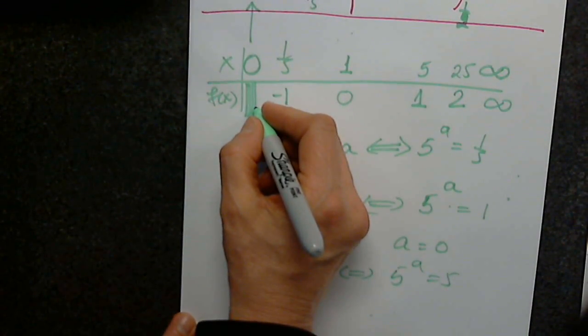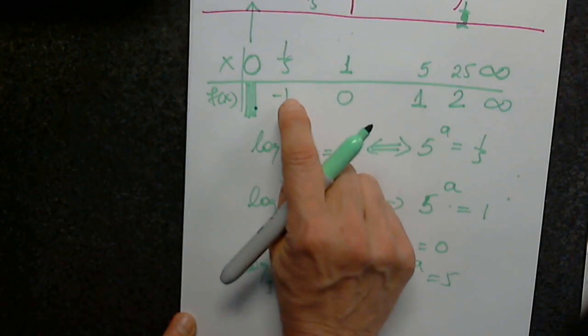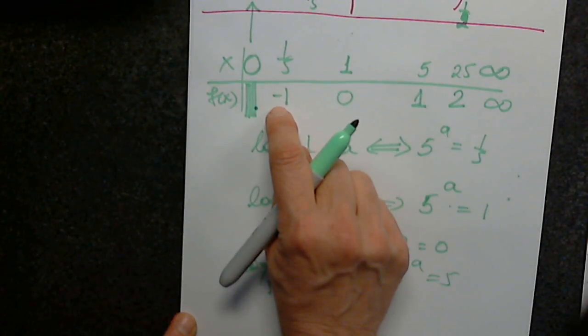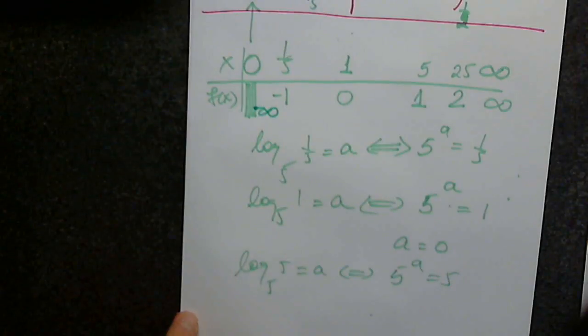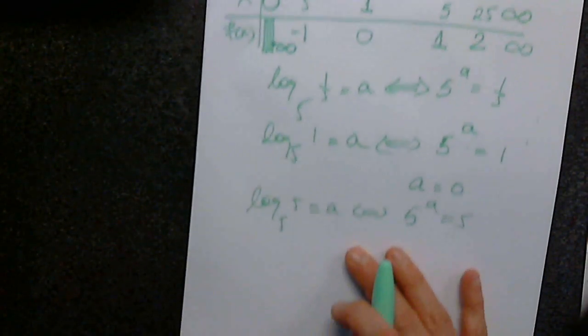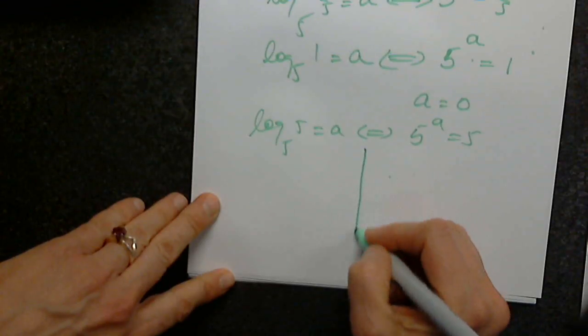Negative. I'm sorry, negative. Very good. Because remember, the domain is 0 to infinity, but the range of the log function is the domain of the exponential, which is everything. Good, so now let's graph.